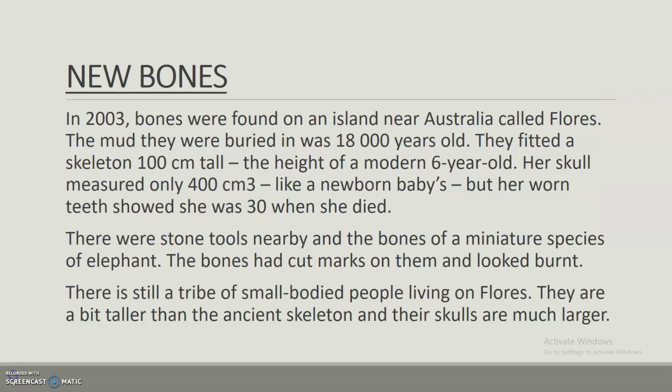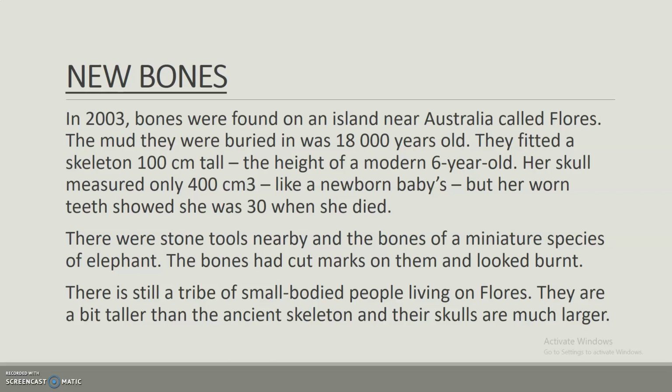Next topic is about new bones. All these bones we got by digging the earth, from the ground. In 2003, bones were found on an island near Australia called Flores. So what is the name of the island? Flores. It is near Australia. The mud they were buried in was 18,000 years old. So we got the fossil, or we call everything a fossil. The bones from the mud were about 18,000 years old.